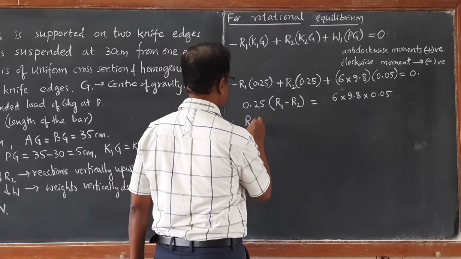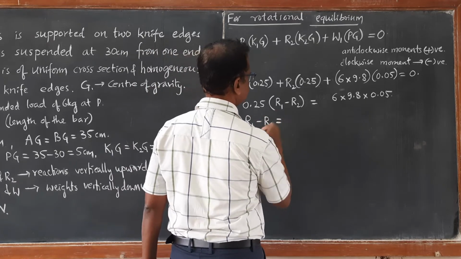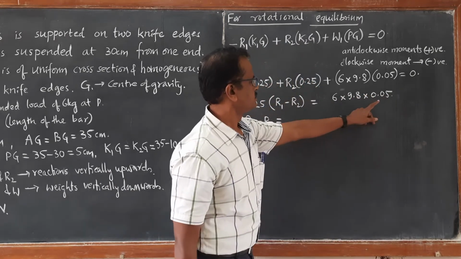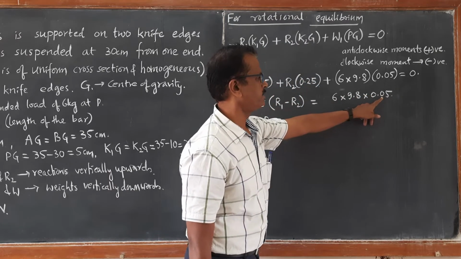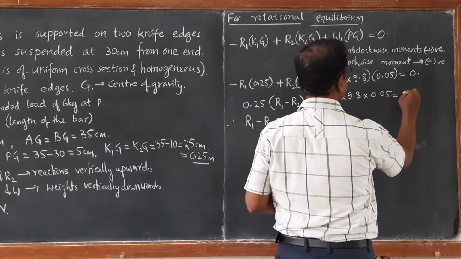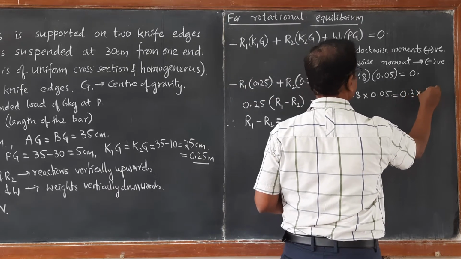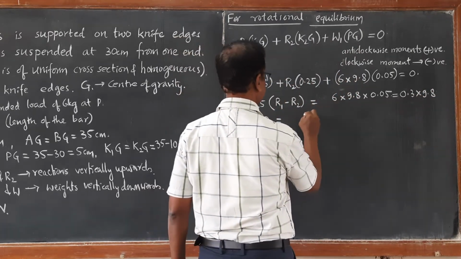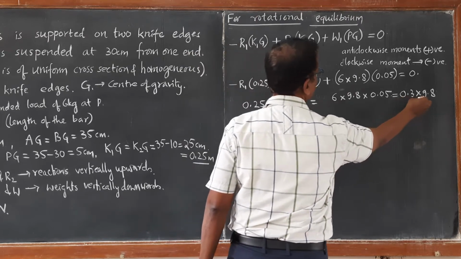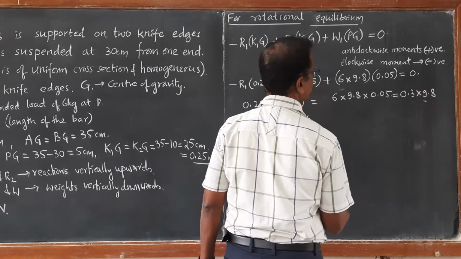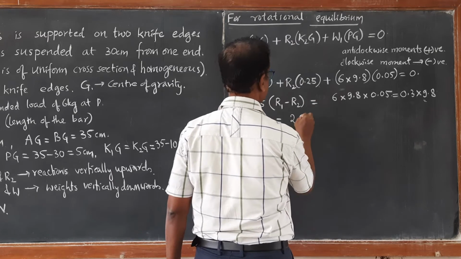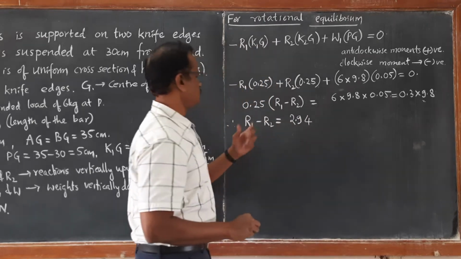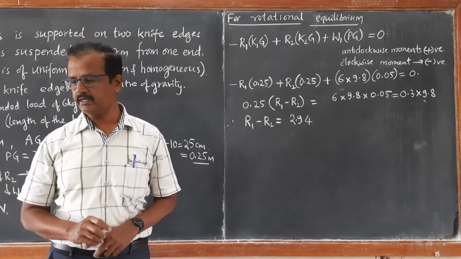Therefore, R1 minus R2 equals, 6 5s are 30, so it becomes 0.3. So this can be written as 0.3 into 9.8. 3 8s are 24, carry 2. Then 3 9s are 27. 27 plus 2, 29. So it becomes 2.94. So R1 minus R2 is 2.94.